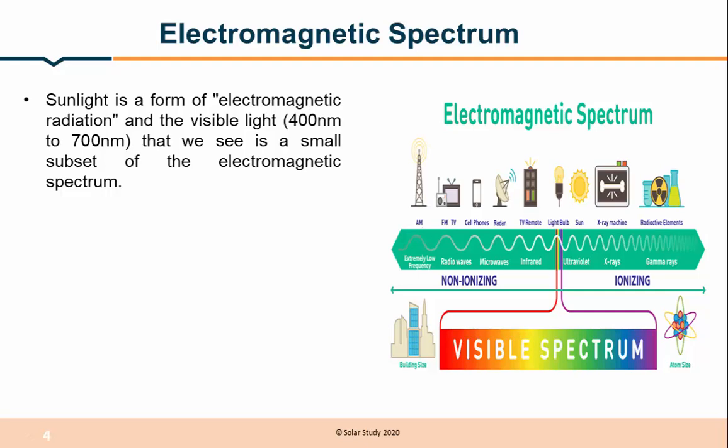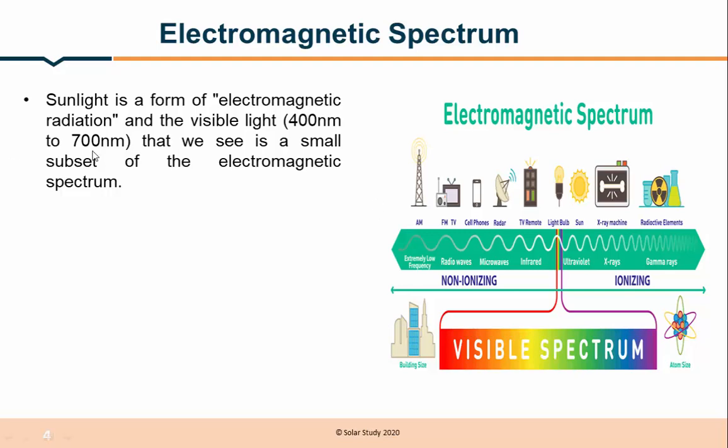Later we use it for microwave techniques. Then infrared, which is used in remote controls. Then it comes to the visible spectrum, which is what we generally see with our bare eye. That is called the visible spectrum. Later in the electromagnetic spectrum come ultraviolet, X-rays, and gamma rays.